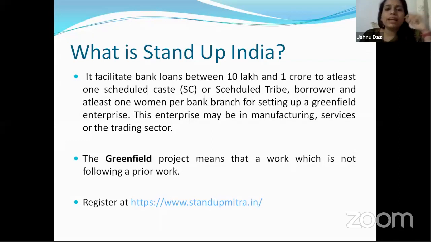Okay. So to make it easy, let me tell you, suppose in Dimapur there is SBI, maybe UCO Bank, Union Bank of India, just giving you an example. Maybe there is Canara Bank, Punjab National Bank. These different bank branches are there. Each bank branch has to give a loan to at least one SC or ST borrower. So the government is saying that the bank branch has to give a loan. Now, what will be the amount of the loan? Somewhere between 10 lakh to 1 crore.